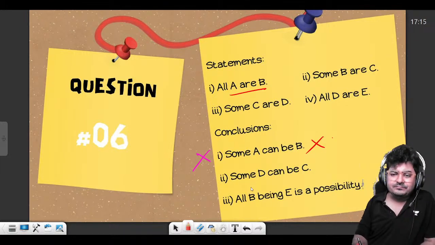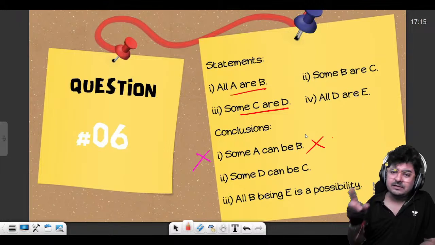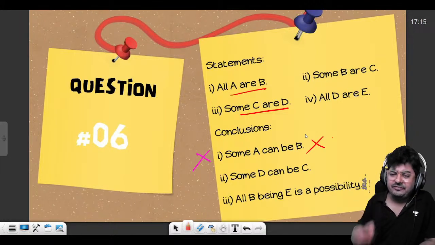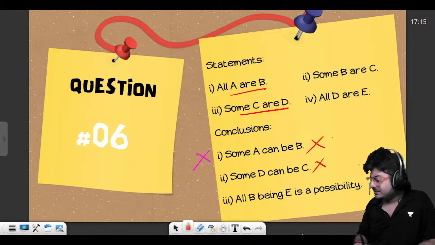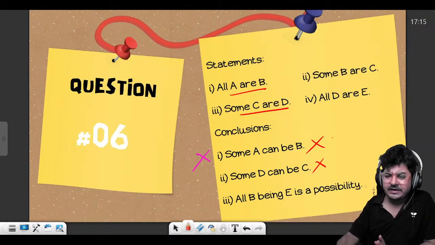Now second, some D can be C. Can be. Some C are D. So some C are D. That means some D are C also. This is a fact. Again, false statement. Clear? 1 and 2 are false. Is it clear?